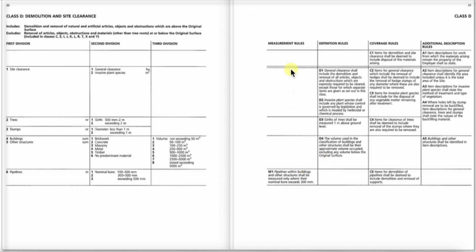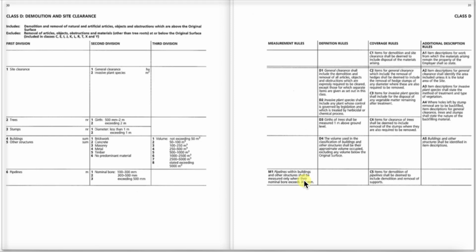Then over on the right hand side of the page under measurement rule, M1, the first rule, is pipelines within buildings and other structures shall be measured only where their nominal bore exceeds 300. Effectively, we're ruling out plumbing pipes. They are just pulled out along with the demolition of the building. But anything larger than 300 often requires a little bit more specialism to take it out of an existing building.